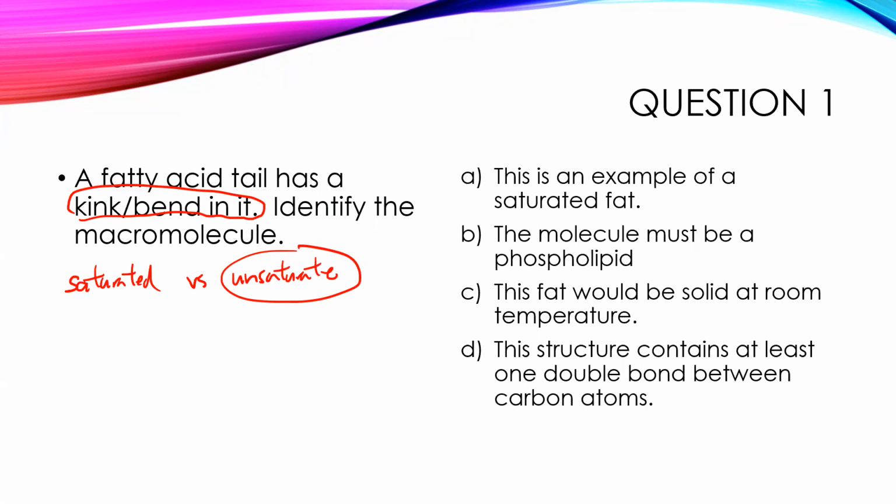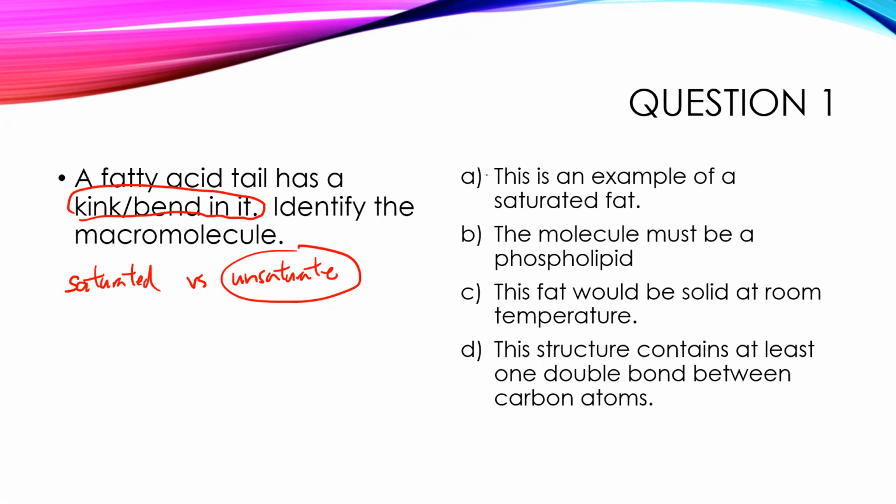Number one, it's going to have a double bond in the structure. That's what's creating the kink. It's going to be liquid at room temperature because of the kink. The kink will cause the molecules to not pack together closely, and so it's going to be a liquid at room temperature. And most of these fats are plant derived fats.